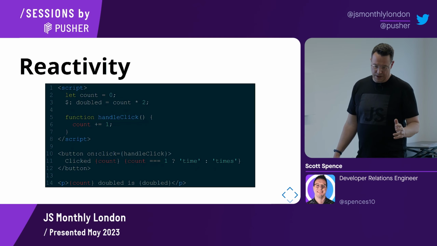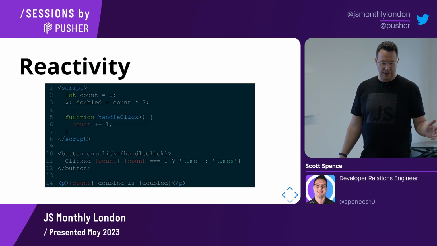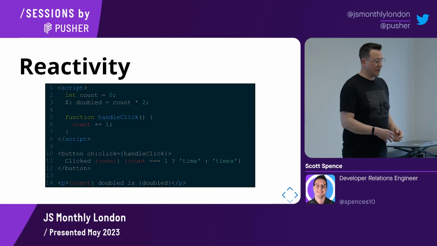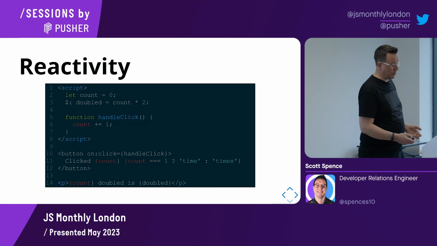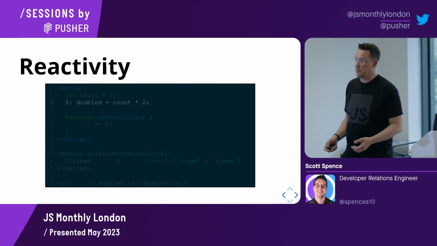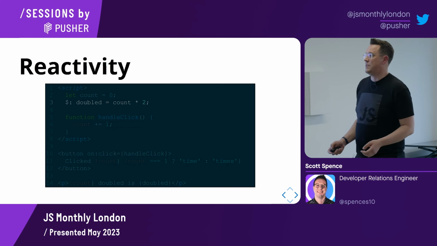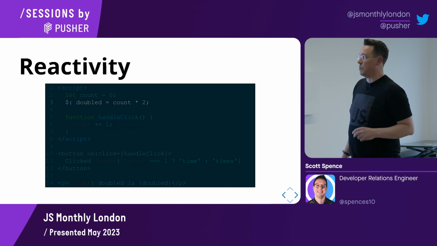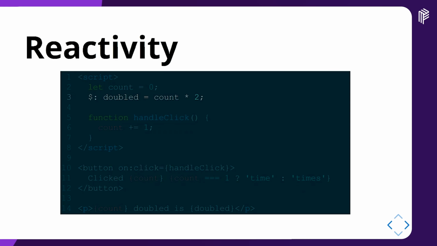So if you want a variable to be changed when another variable is changed, you would do that with this $: here. So we're defining this $: doubled variable, and this is going to equal count times 2. So that means anytime count changes, doubled will then change as well.